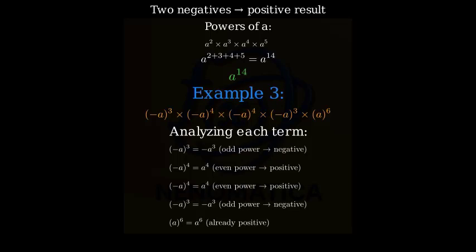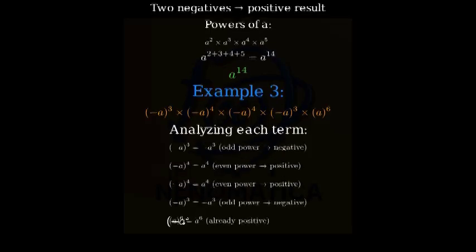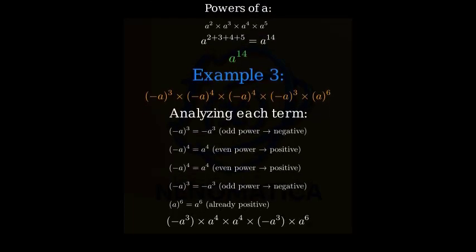Let's rewrite our expression based on these observations. We have negative a cubed times a to the fourth times a to the fourth times negative a cubed times a to the sixth.